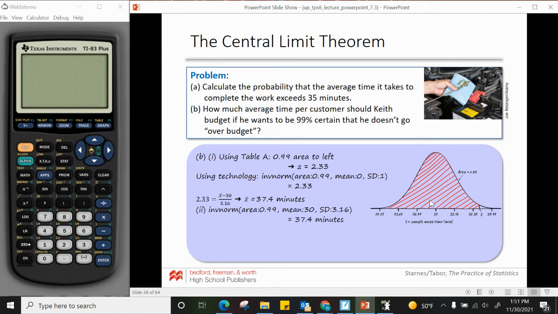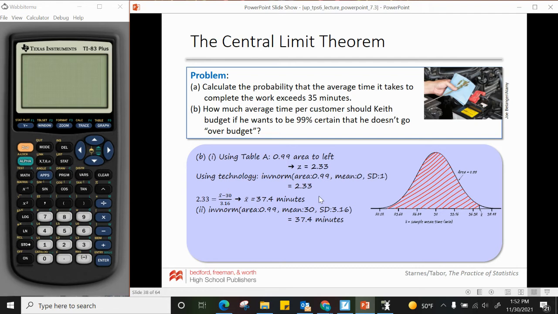All right, so my area is going to be 0.99. That means I'm going to use inverse norm, which is my area, 0.99. Remember, inverse norm always goes left to the cutoff point. My mean is 30, and my standard deviation is 3.16. I get 37.4, so I should budget 37.4 minutes in order to not go over.